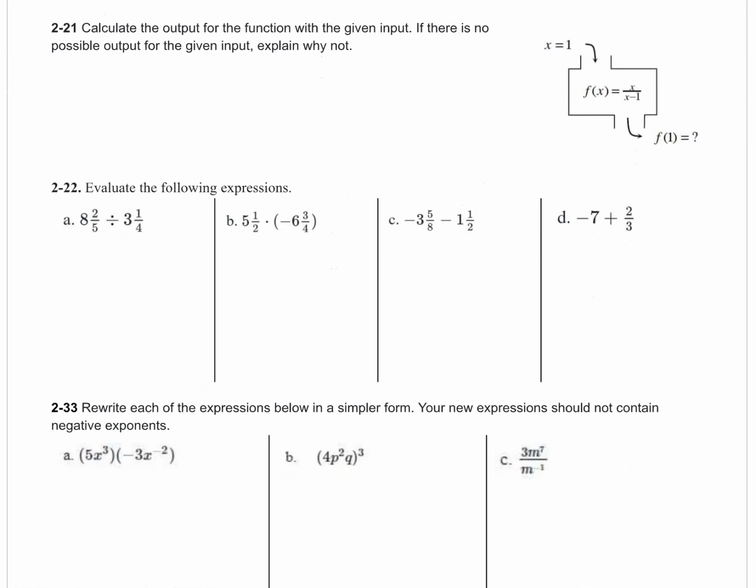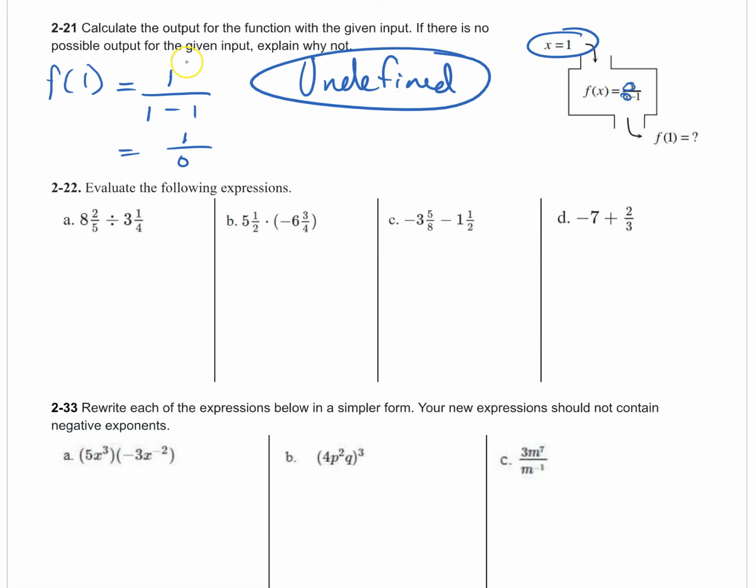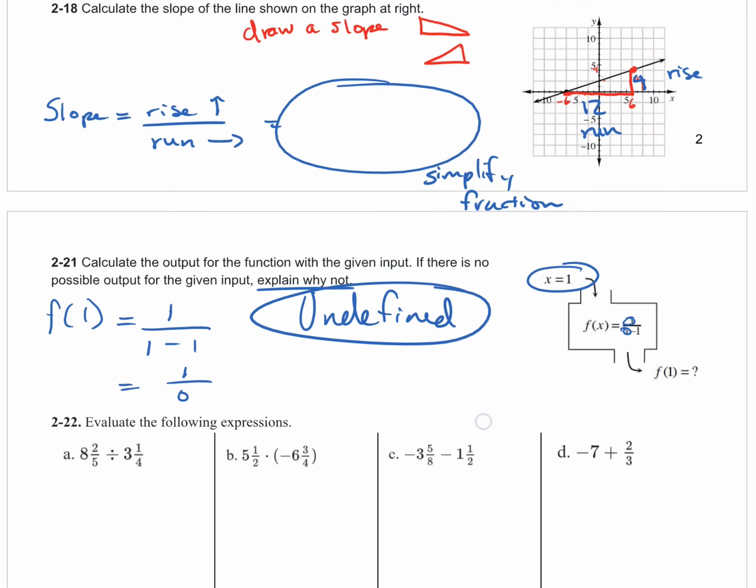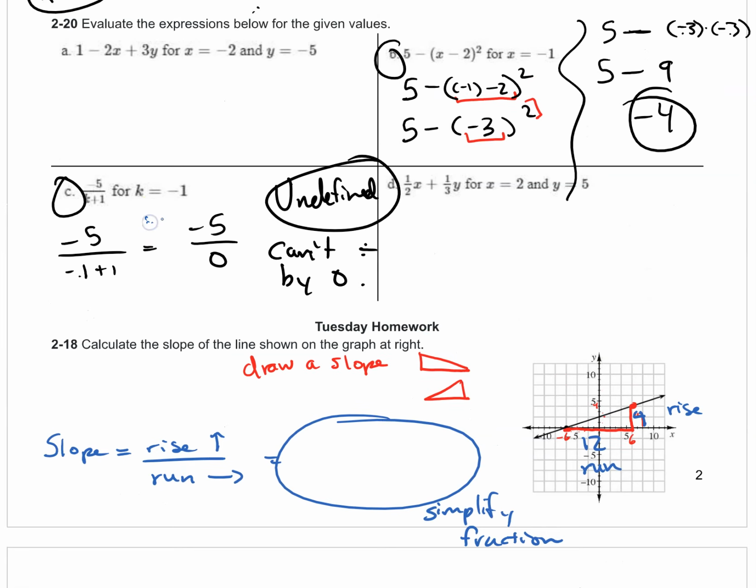Calculate the output for the function with the given input. If there's no possible output for the given input, explain why not. So well, let's plug in 1. F of 1 equals, and replace x with the input. It's the replacement value. So that is x becomes 1. It's 1 fraction 1 minus 1, and that is 1 over 0. And this is undefined or no solution, but I'll let you explain why not. If you need a hint, I talked about it on 2-20.